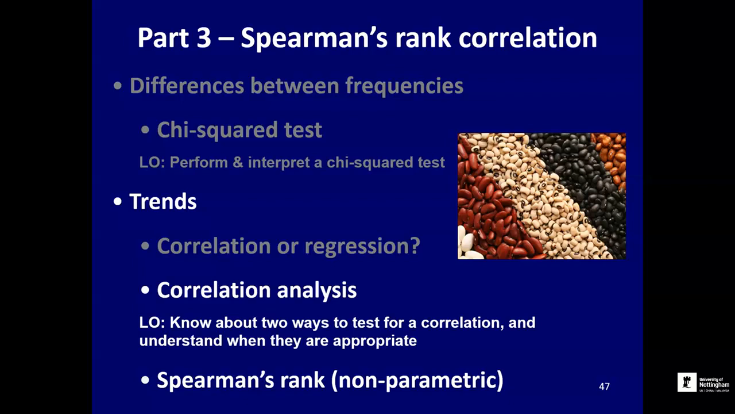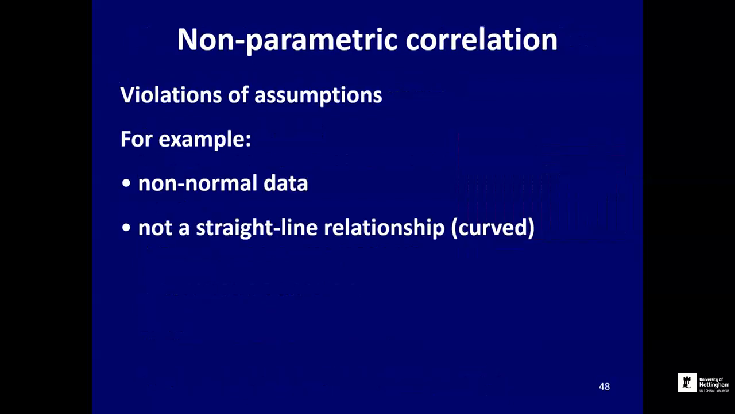Before the break, we were looking at correlation, and specifically at parametric correlation using Pearson's test. Now we're going to move on to a situation in which we can't meet the assumptions of a parametric statistical test, and instead we have to use a non-parametric correlation, which is called Spearman's rank. Some of you may have encountered it at school.